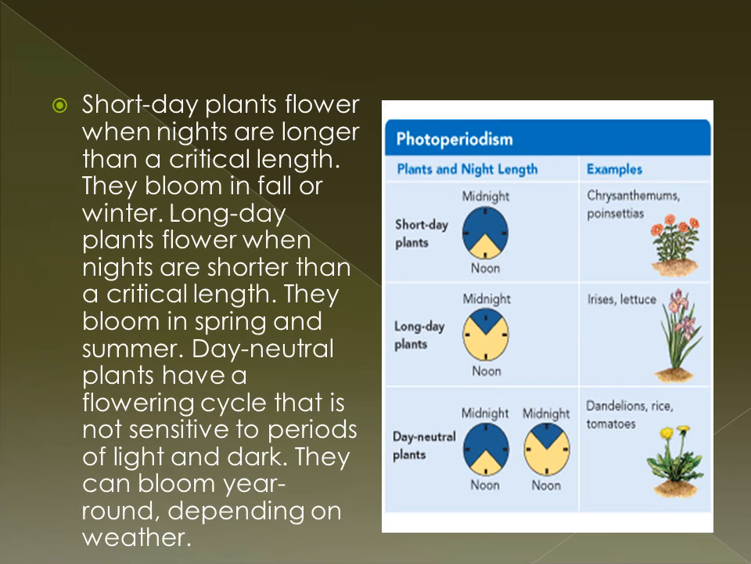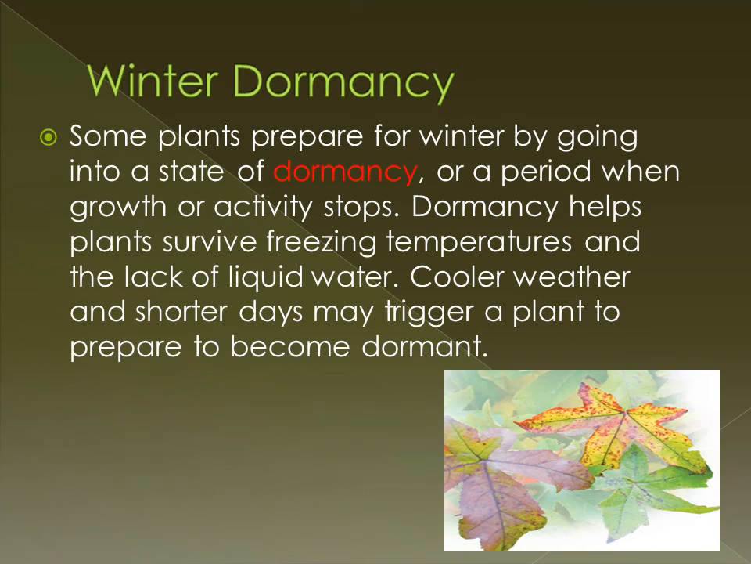And day neutral plants, I already told you, have a flowering cycle that is not sensitive to periods of light and dark. It does not depend on how much night or day. It depends on the weather. Examples: dandelion, rice, tomato, these are all examples of day neutral plants. Okay. So this is another point for you, photoperiodism.